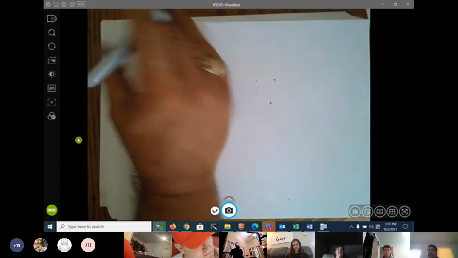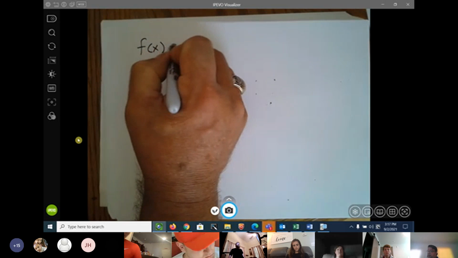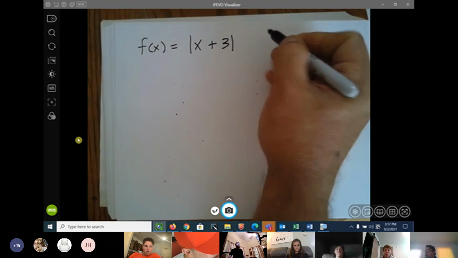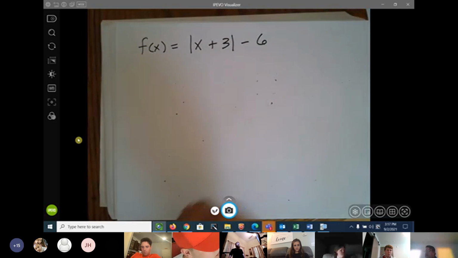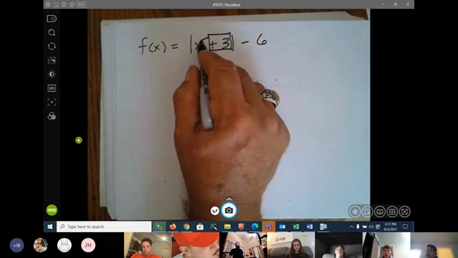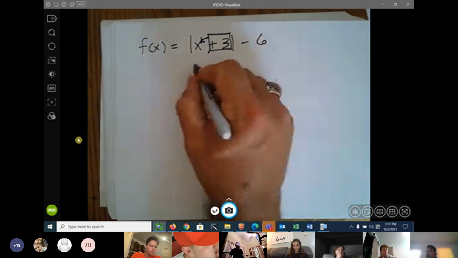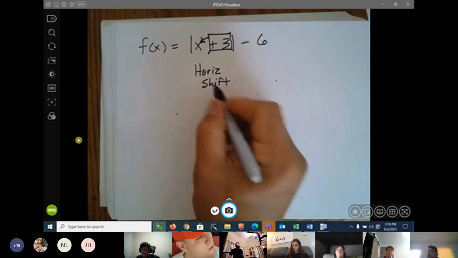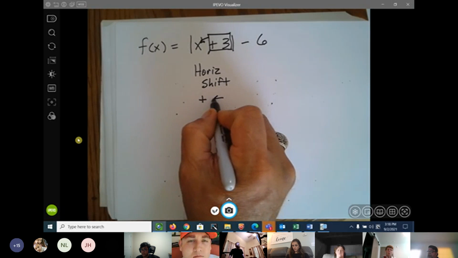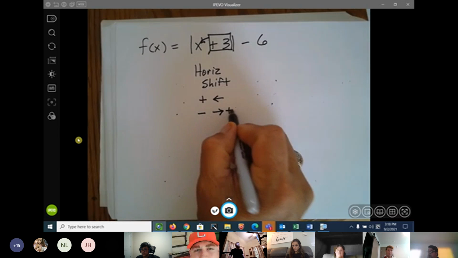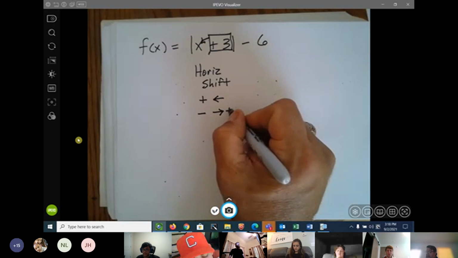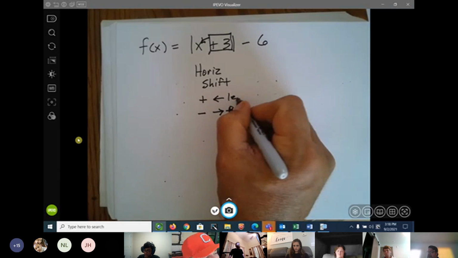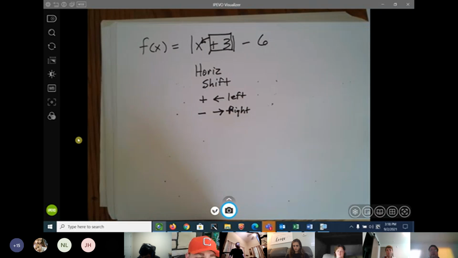Well, when you have a function, let's take function f of x is equal to absolute value of x plus 3 minus 6. What happens when the plus 3 is connected to the x? That means it's a horizontal what? And it's usually the opposite. Plus means left, and negative means right. This is the only time that you will see the negative going right and the positive going left.